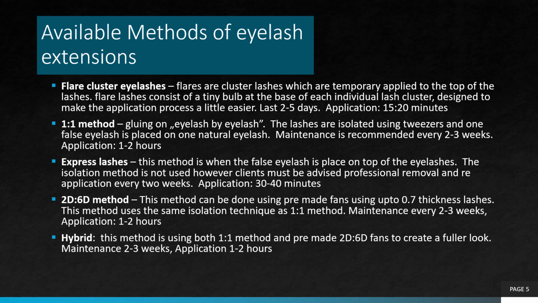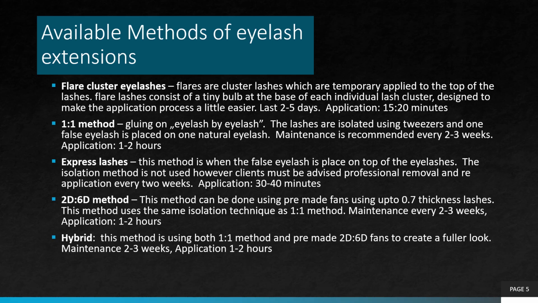The 2D to 6D method uses either handmade or pre-made fans of up to 0.7 thickness lashes and follows the same isolation technique as the 1-to-1 method, as long as you're using pre-made fans. If you were doing handmade fans, then you would need to do a volume course for that, but you will be able to do pre-made fans, as that's the same technique that we're learning. This technique can create a fuller look, with maintenance recommended every 2 to 3 weeks. The application time again is 1 to 2 hours.